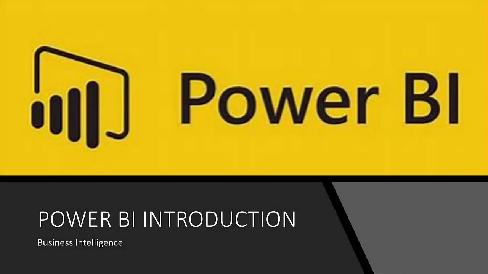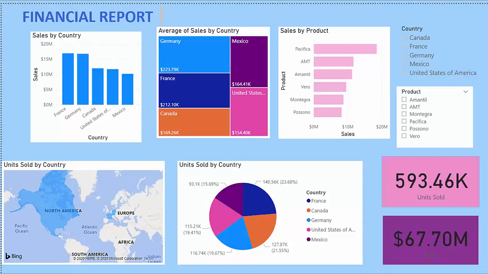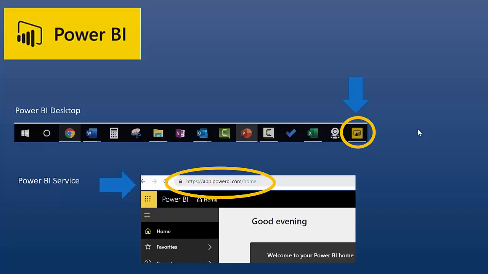So what is Power BI? Let's have a quick look. This is an example of a report in Power BI. So Power BI is a desktop app, and it's free to download this application. But it's also online, and that's called the Power BI service. So when you log into your Microsoft account online, you can also access Power BI through the cloud.